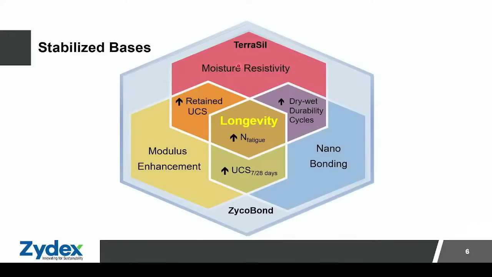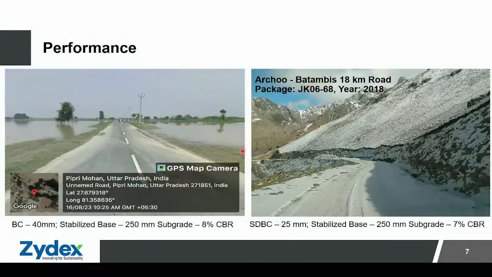And with the combination of moisture resistivity and nanobonding, we get higher durability cycles. A design should be based on how many cycles it takes for a 14% loss, not how much is the weight loss for 12 durability cycles. The combination of all these, we get a longevity for the stabilized bases. It reflects in the enhancement of the fatigue life of a pavement. Now, I'm showing a few of the extreme cases where we have constructed with stabilized pavements, where the first one is in Uttar Pradesh, full depth reclamation, where you can see water bodies on the adjacent side of the pavement.